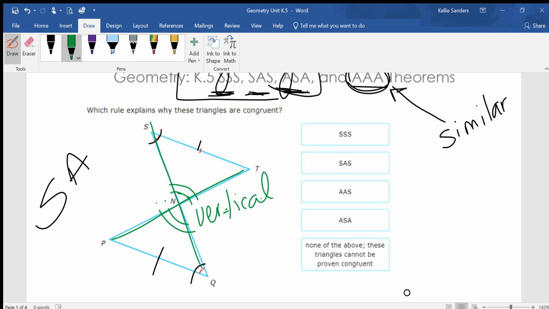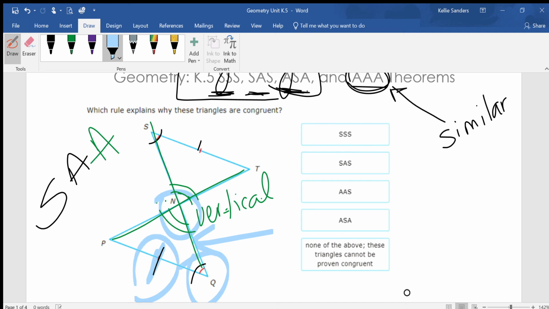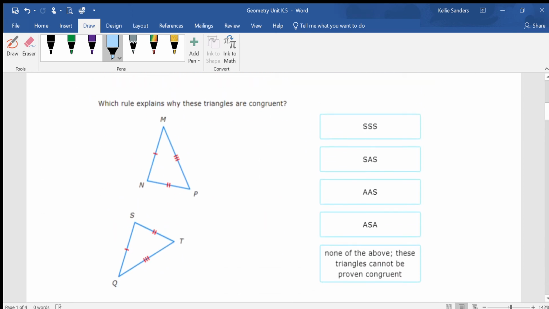So we have another angle. So we have a side, we have an angle, we have an angle. Now what order do we have that in? Is the side between the two angles? No. So we have angle, angle, side. Explain why. This one shouldn't need any explanation. It's side, side, side.